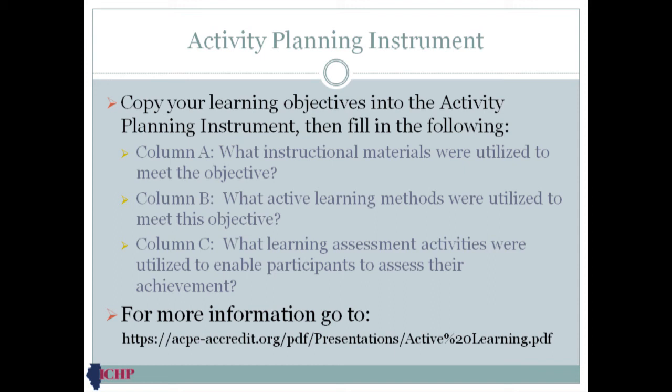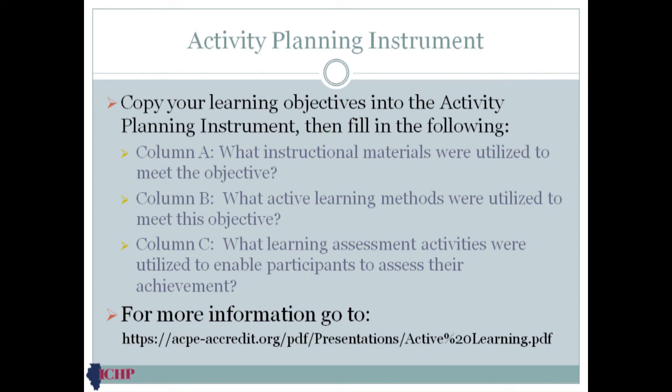As stated before, your objectives need to be written in the activity planning instrument from the faculty guidelines. You will need to fill out column A, B, and C for each objective. Column A describes the instructional materials that will be utilized to meet the learning objective. For example, if your learning objective was, explain the difference between NPH and regular insulin, you could provide a table listing the pharmacokinetic properties of the insulin agents in column A.